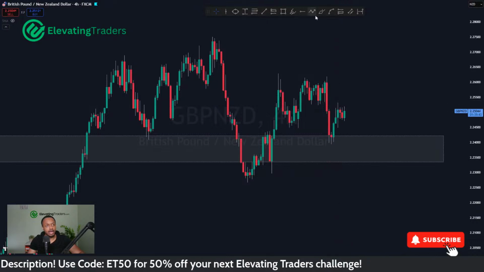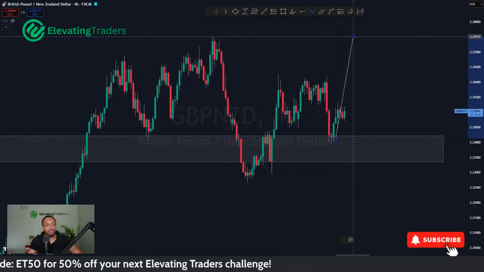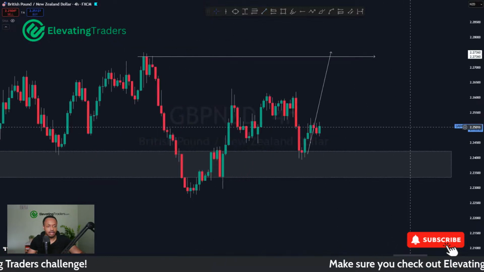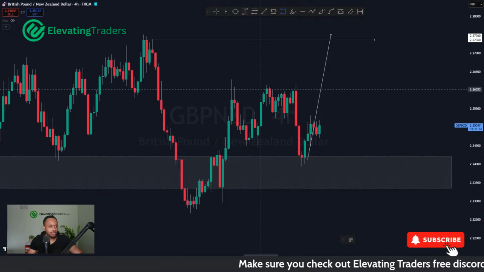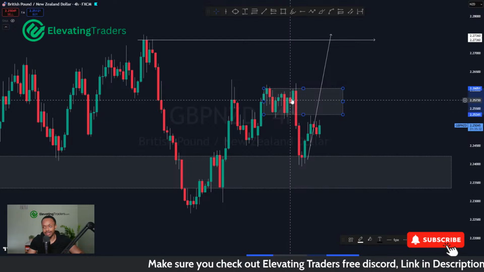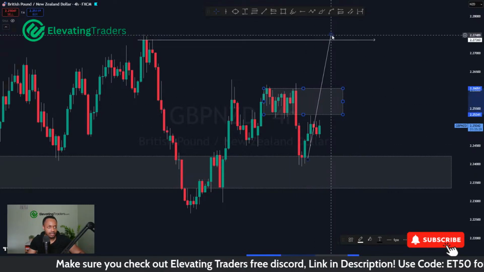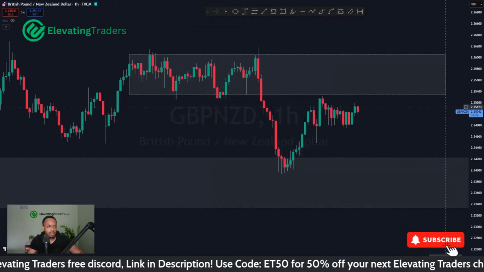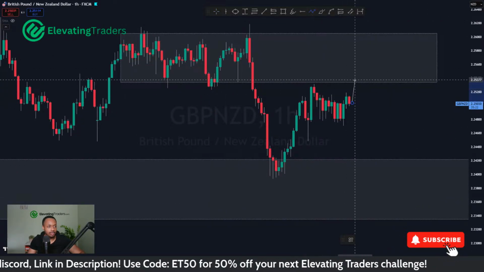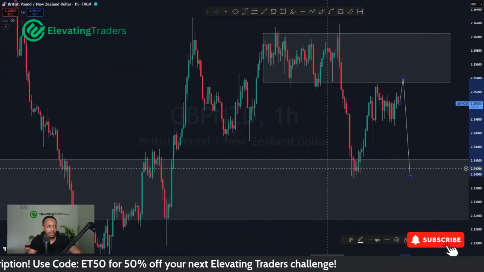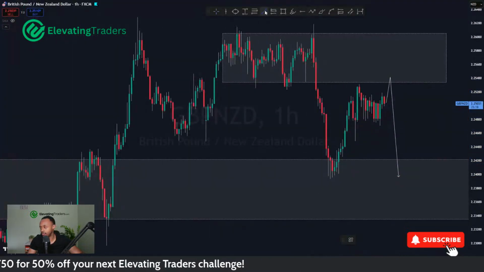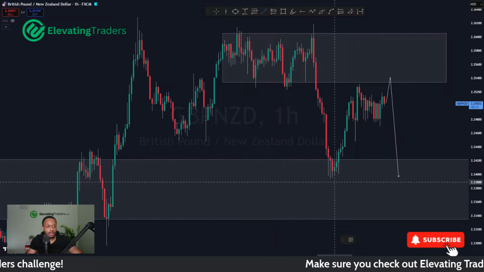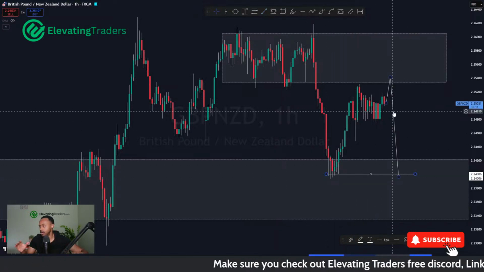However, I wouldn't necessarily be looking for a swing back to the high now, just because there's a lot of resistance in our way. We had this big consolidation here, which spat out a lot of momentum to the downside, and now price is coming back into that same area. There's a decent chance that price can push into that, and we might even sell back into the same area again. So it depends what you're looking at for pound NZD. It depends what time frames you're working on.